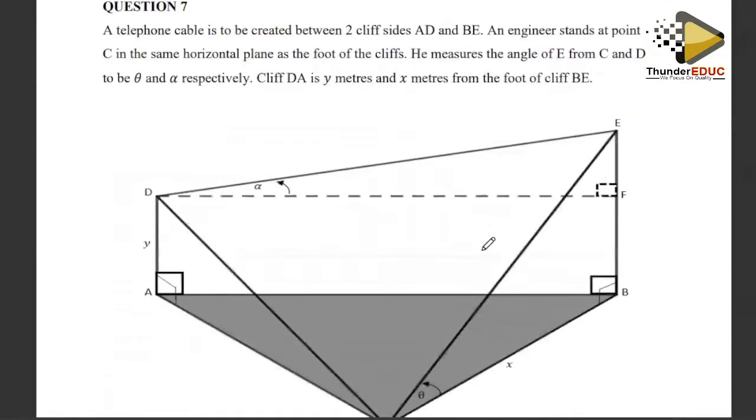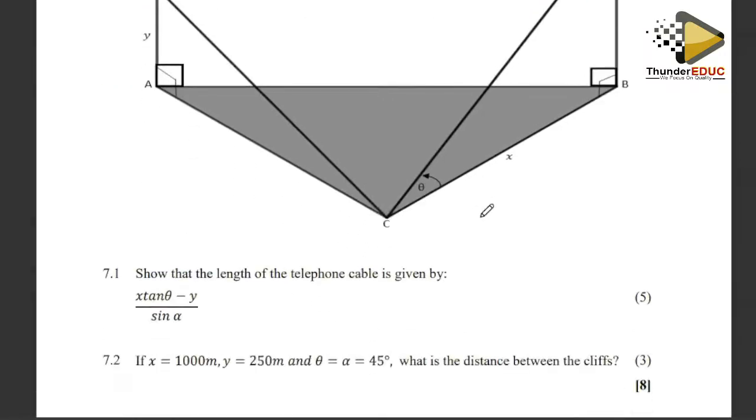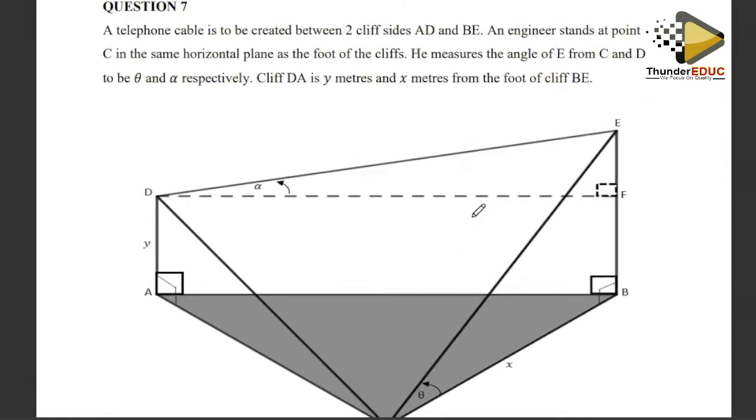Question number 7, which is the 3D trig. They are telling us that a telephone cable is to be created between two cliff sides, AD and BE. An engineer stands at a point C in the same horizontal plane as the foot. Then they are telling us to show that the length of the cable is given by that. So the cable is created between two cliffs, AD and BE. So this is our cable.